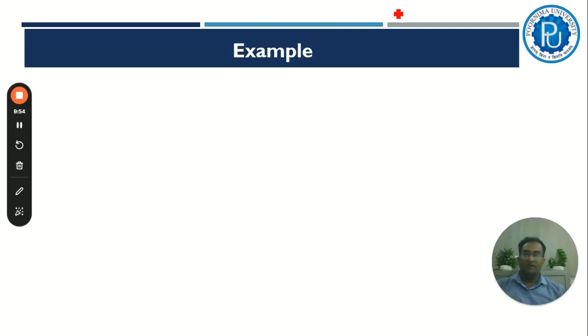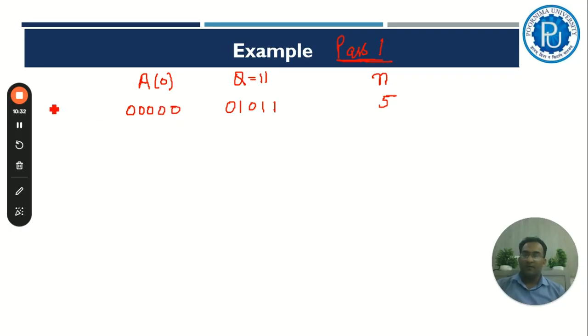Now we will begin with the algorithm steps, that is pass number 1. In the table we will be holding the value of the accumulator, we are having Q, and we are having the value of n. So in the initial step, the value of n is equal to 5, Q is equal to 11, so the value is 0, 1, 0, 1, 1, and the accumulator in the initial step is equal to 0. So 1, 2, 3, 4, 5. All these are the initial values.